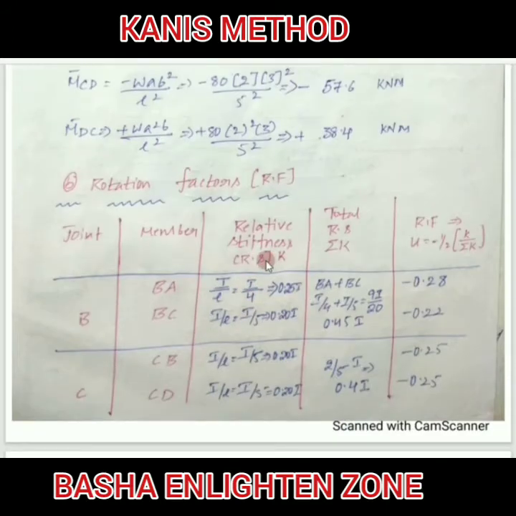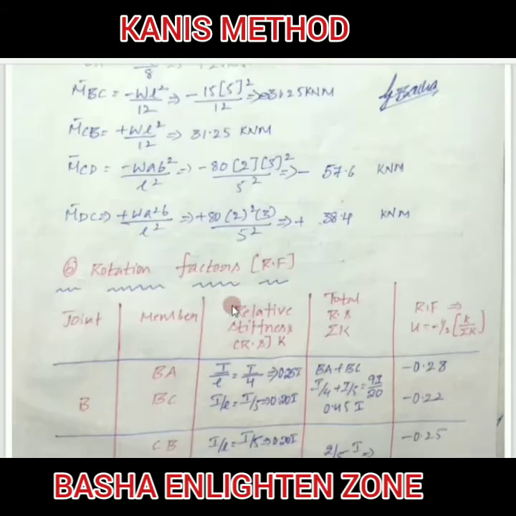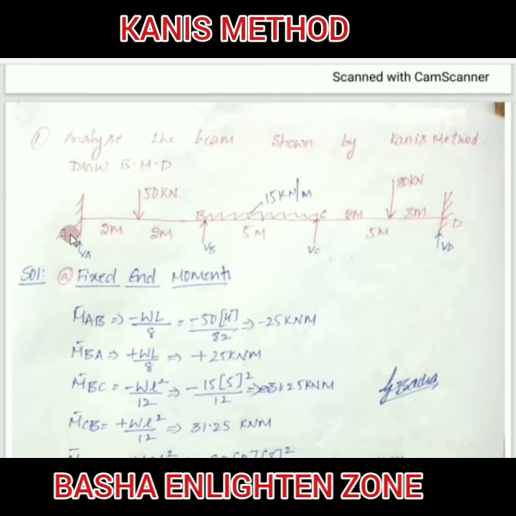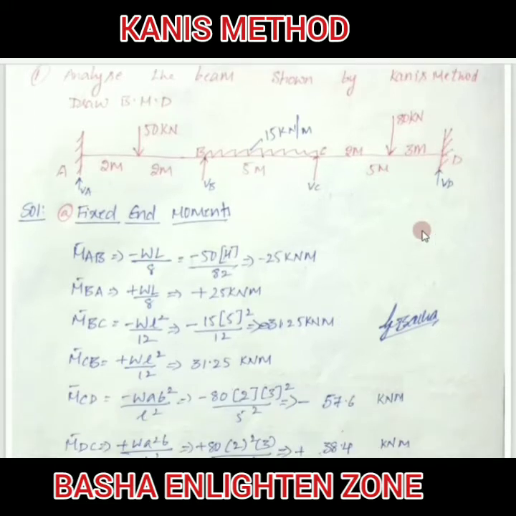Then relative stiffness. Already in the notes I discussed, when far end is fixed condition, you can consider I by L. When far end is simply supported, you may consider 3 by 4 times of I by L. So see here friends, in the entire problem, at end A it will be fixed, at end D it is also fixed. B and C will be simply supported here, but these two are intermediate supports. I already told you in the starting itself, whenever there are intermediate supports, consider them as fixed supports. Therefore in the entire problem, there will be fixed supports only. That is the reason for each and every condition you will get I by L.